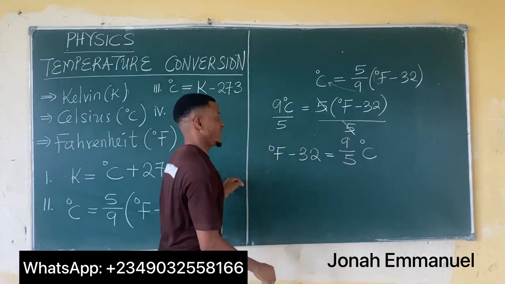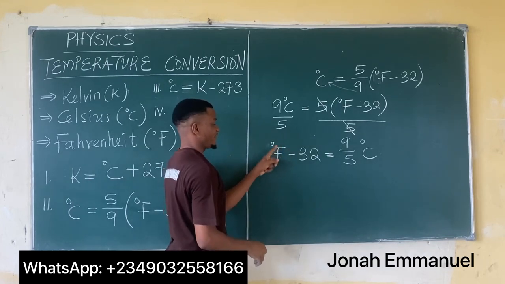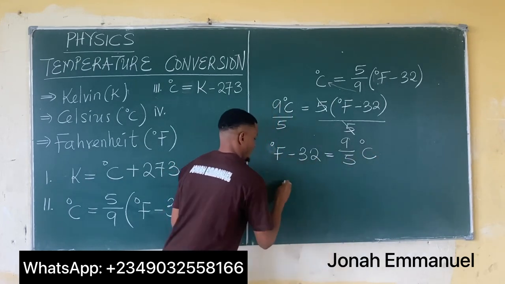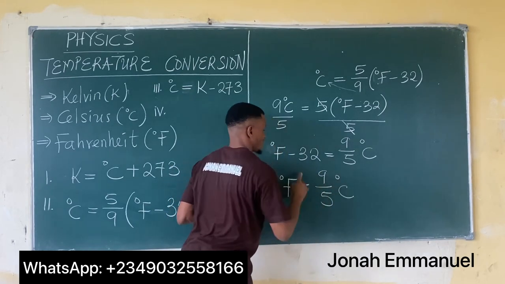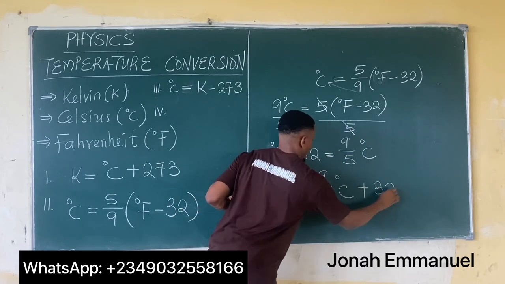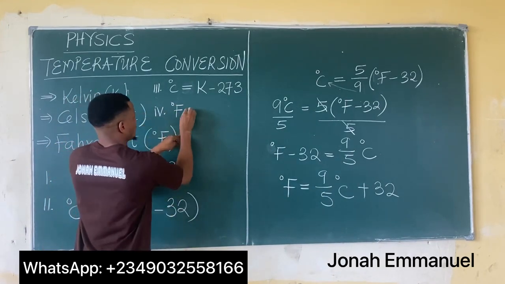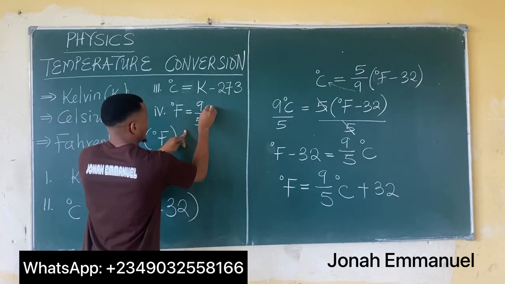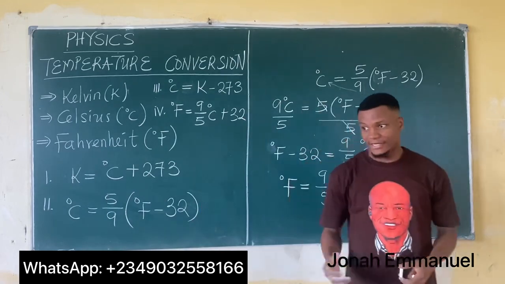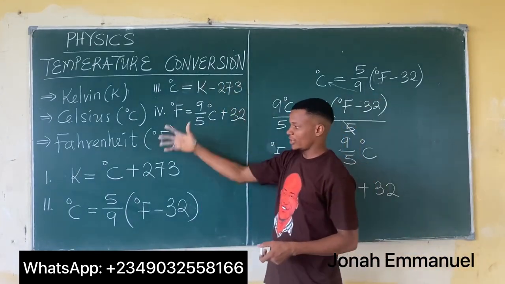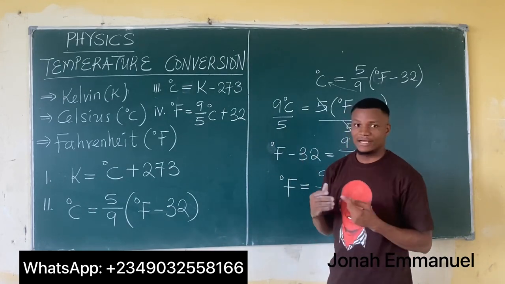So I have this. Hence, to get the value of degrees Fahrenheit, I'll move this over here. So I'll have that degrees Fahrenheit is equal to 9 over 5 degrees Celsius, and this becomes plus 32. So this becomes our fourth equation for the conversion process: 9 over 5 degrees Celsius plus 32. So these are the four formulas we need to juggle around conversion between Kelvin, degrees Celsius, and degrees Fahrenheit.